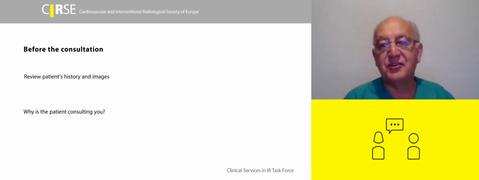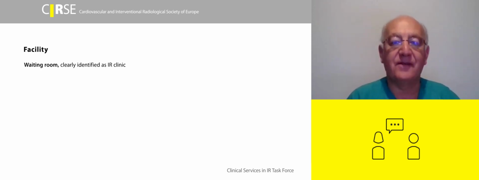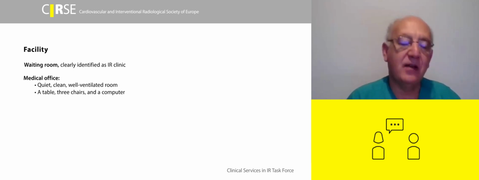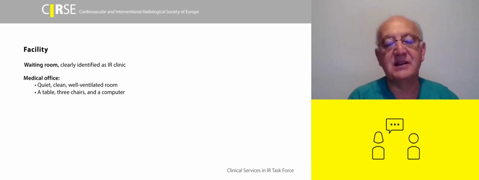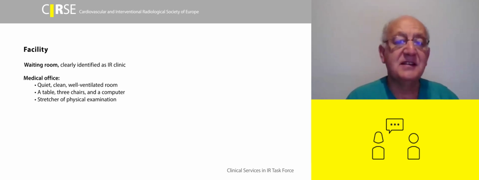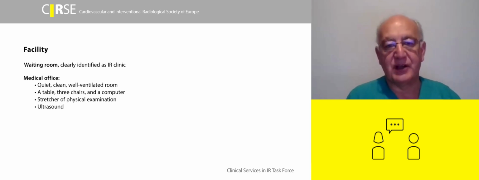How do I take patient history for IR? First of all, we have to have a facility. It's important to have a waiting room clearly identified with IR clinic. The medical office, of course, as any medical office, has to be quiet, clean, well ventilated. We need a table. I prefer 3 chairs, one for the patient and two for the relatives or friends, a computer, and if possible, it's interesting to have a stretcher for physical examination. And sometimes it would be wonderful if we also have an ultrasound. Ultrasound for us is very useful for the exploration.